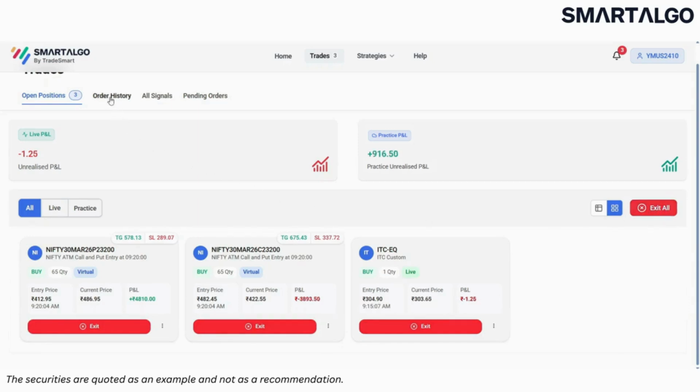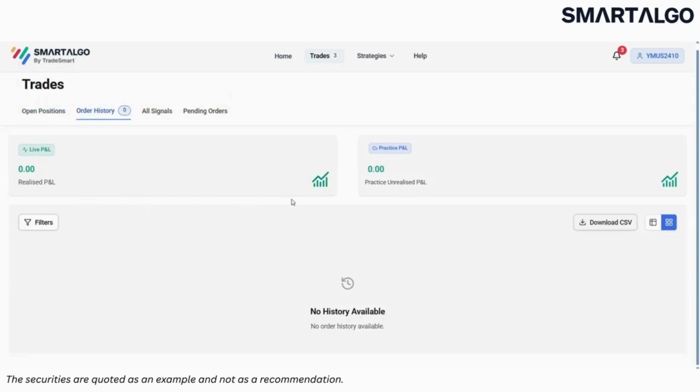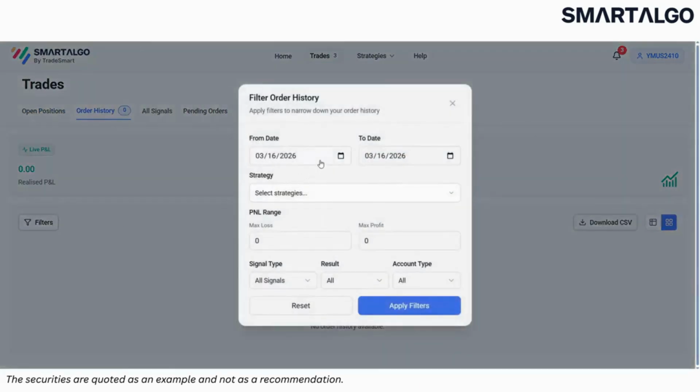Order history gives you a complete log of every order that has been placed, with powerful filters to sort by date, strategy, P and L range, signal type, result, and account type.